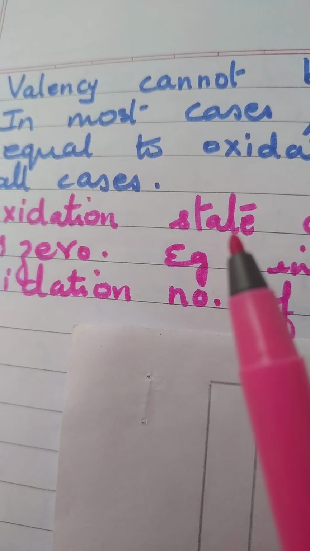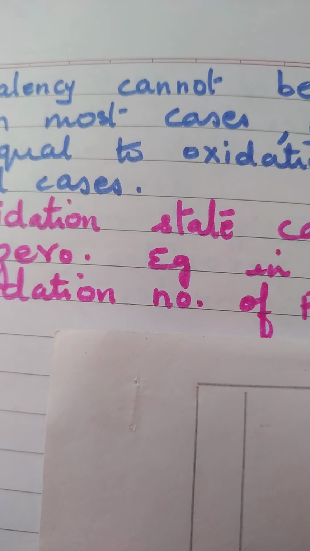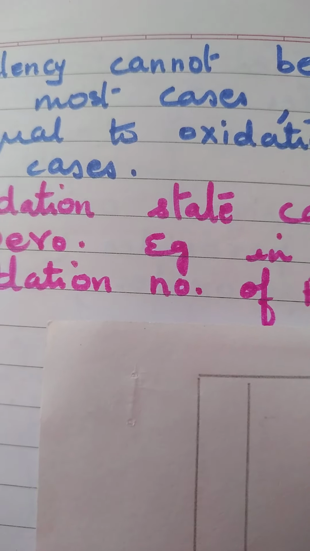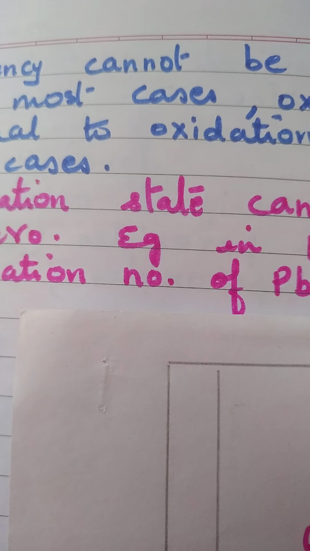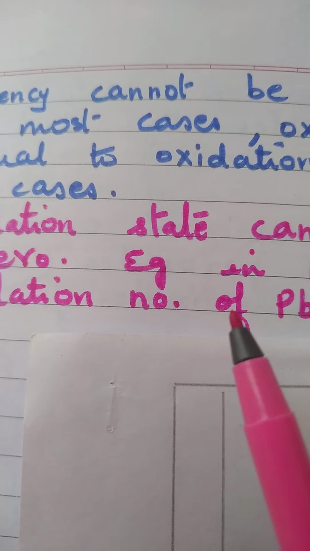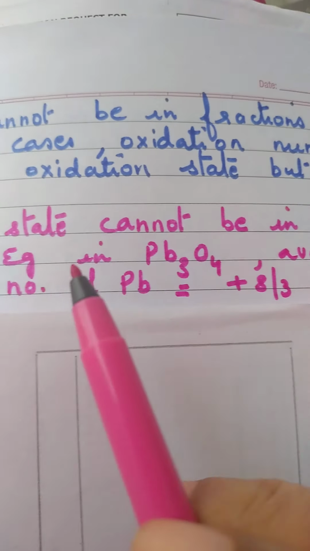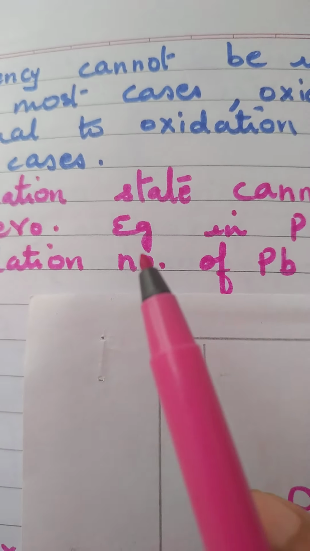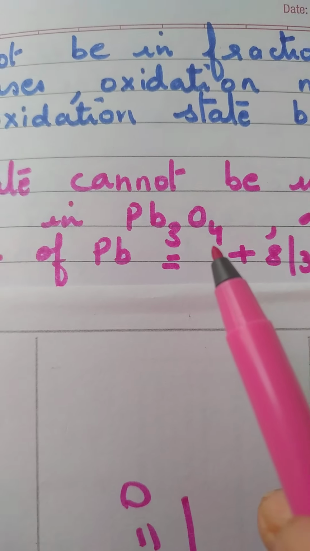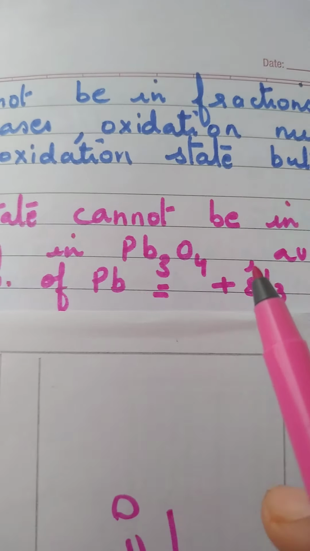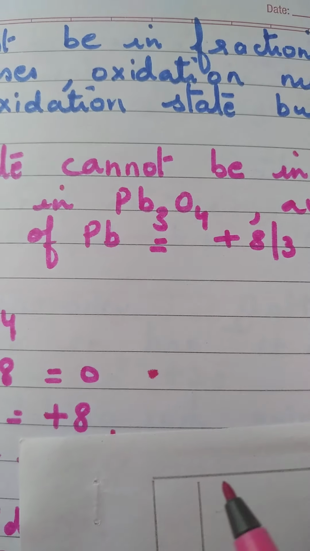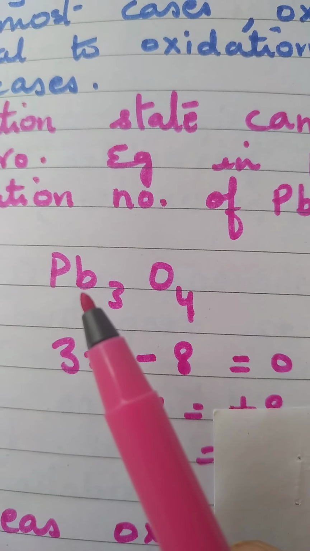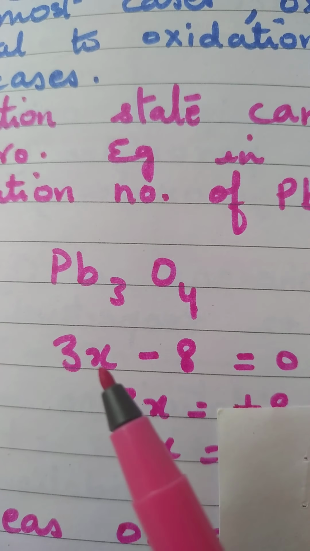There is a difference between valency and oxidation number. There is also a difference between oxidation state and oxidation number. Oxidation state cannot be in fraction or in zero, whereas oxidation number can be in fraction or in zero. Example, in Pb3O4, let us calculate the average. We have to take out the oxidation number of lead. Let's take it as X. So this will become 3X.